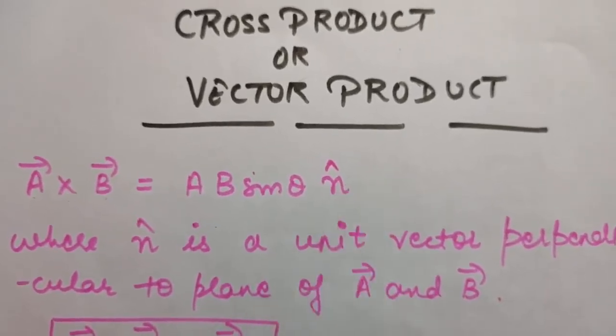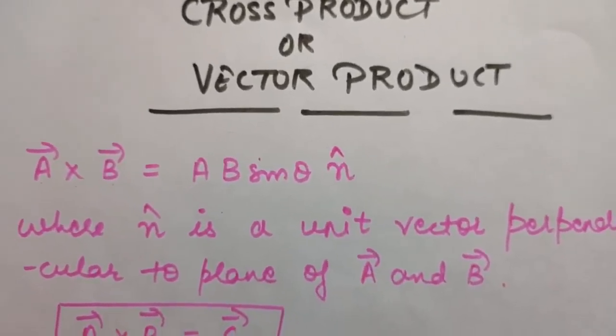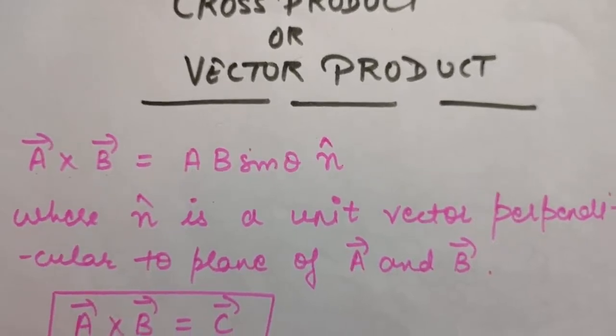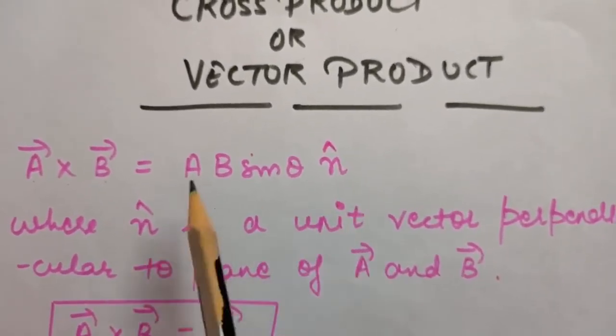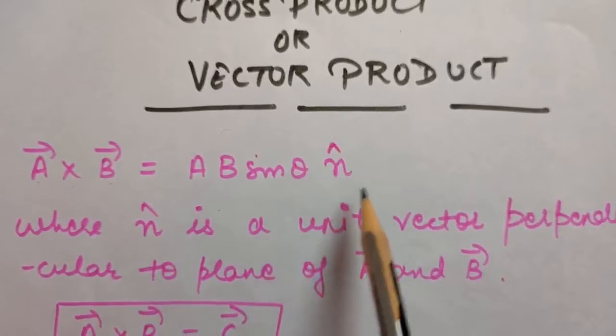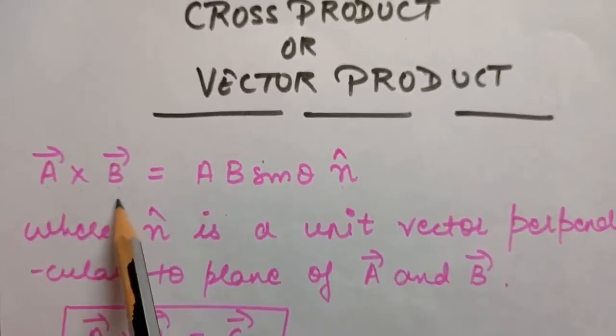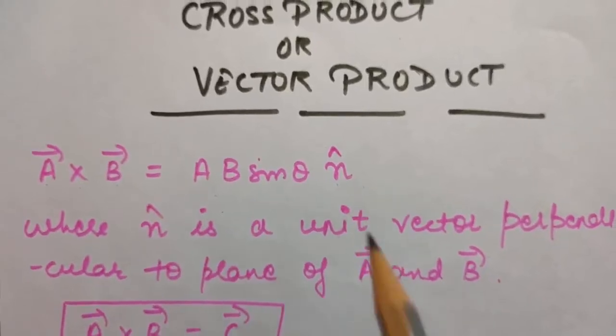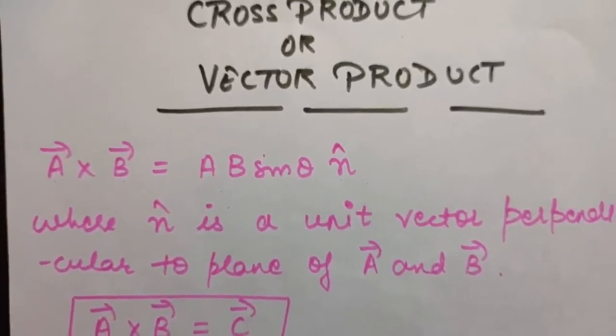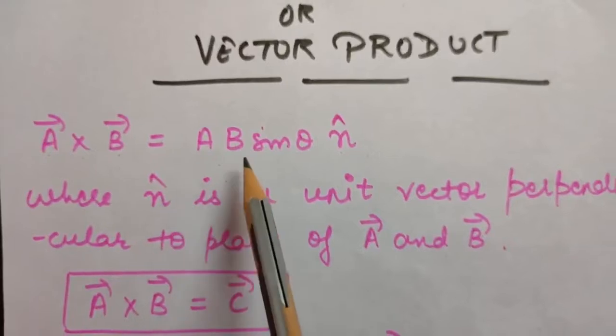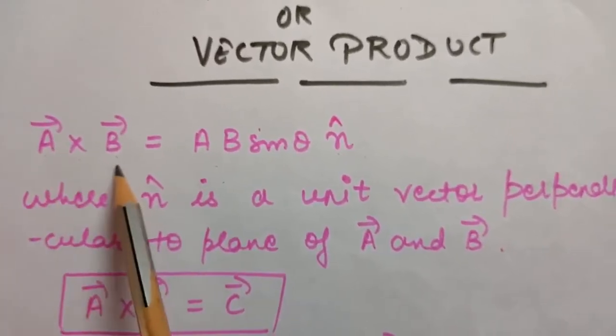So this means, from a dot product, the answer comes to be a scalar quantity. But as you can see here, in the answer you have a unit vector. Therefore, you can say the answer of a cross product is also a vector quantity. Now as you know, A and B are nothing but magnitudes of A and B.